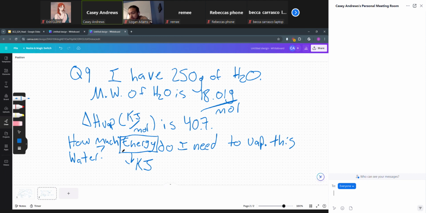One thing I would suggest is to write down your numbers with units next to them. You don't have to do the train tracks, but always have your numbers and your units available.